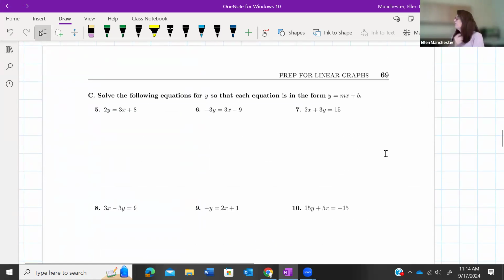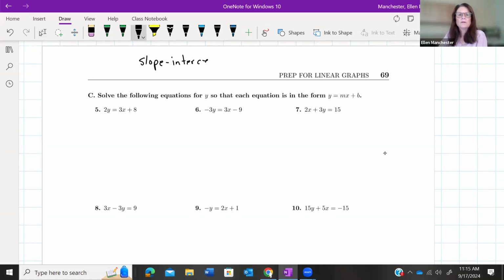And we have to get ready for creating what's called a slope intercept format. Okay, so the slope intercept format is y equals mx plus b. That's always going to be the format of the slope intercept format. We're going to do 2 different ways to graph. We're going to just do one today, and then Thursday we'll do the other one.